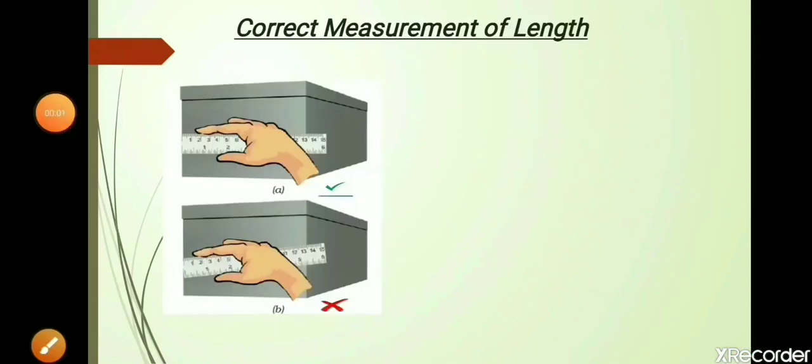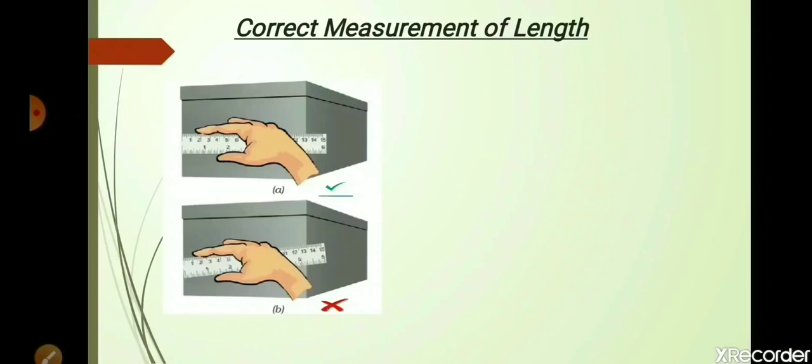Now moving on to the correct measurement of length. Students, how can we take the measurement of a length correctly? Here you have two figures, figure A and B. You can see certain differences in these figures, and the difference is due to the placement of the scale. In these figures, the person is trying to measure the length of the box.